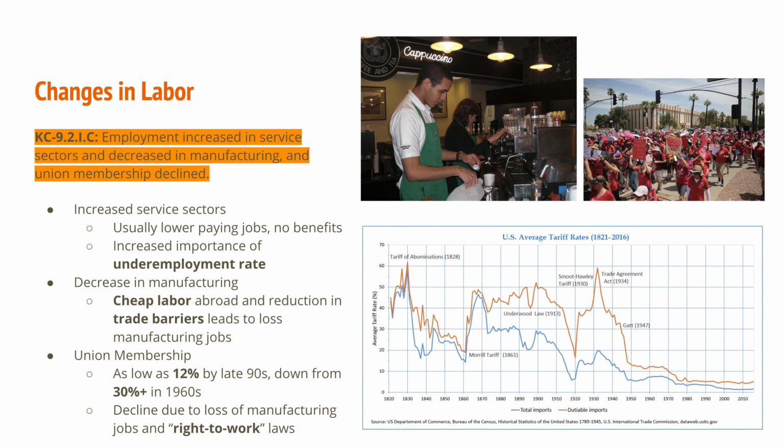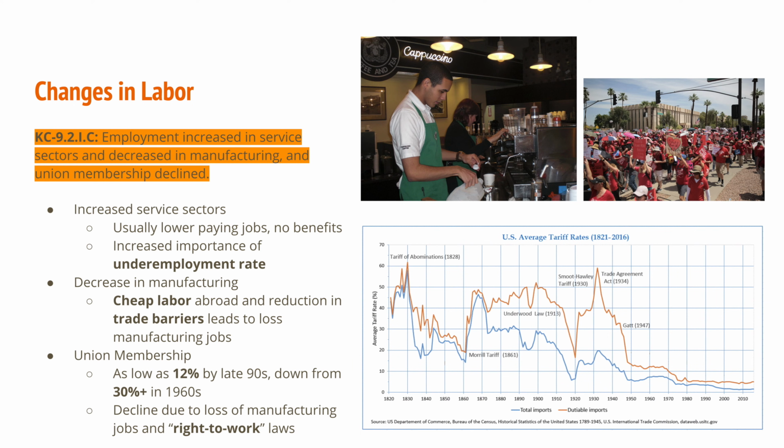And so we stopped paying so much attention to the unemployment rate, and now we are putting more importance on the underemployment rate. The percentage of people that need to work multiple jobs in order to make ends meet. The decrease in manufacturing comes about because of cheap labor abroad in other countries and the reduction in trade barriers. So if a company can outsource their labor to a country where they can pay their laborers less, and they don't have to pay tariffs whenever they import those goods back into the United States, then that's going to create more profit for that company, and that's the path of action that they're going to take.